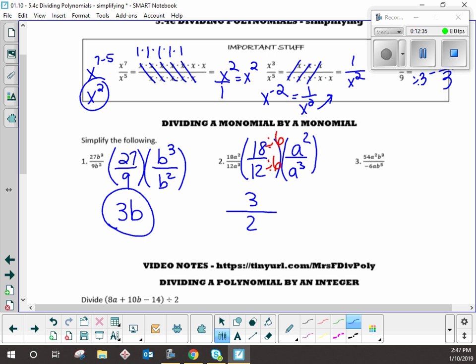And there's more a's on the bottom. So my a stays on the bottom. But there were 3, and I canceled out 2, so that leaves me 1a on the bottom. Yep. And if you want to see the a's written out long just one more time, remember that means 2 a's on top, 3 a's on bottom. Cancel, cancel, leaves you 1a on bottom. You try number 3.